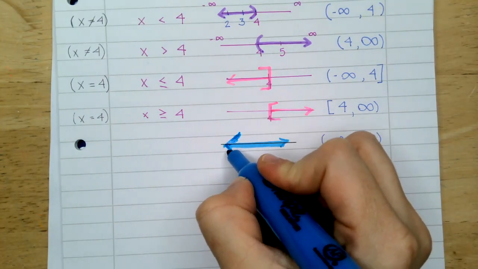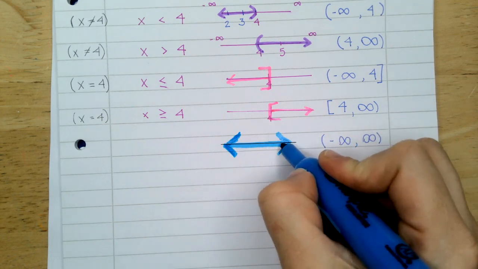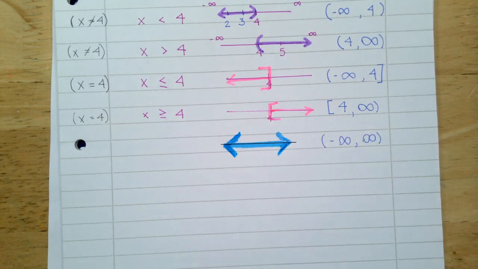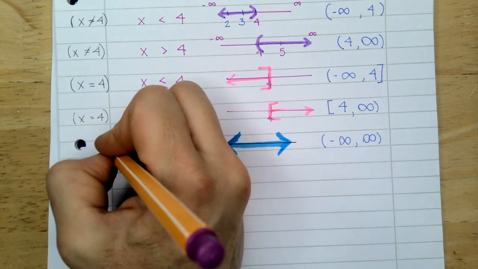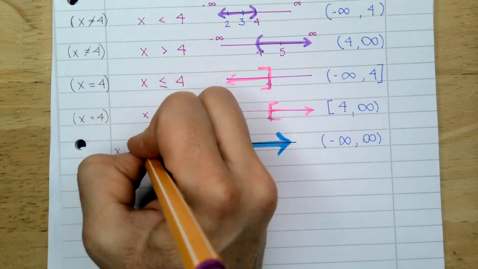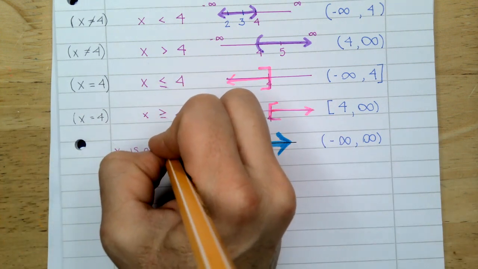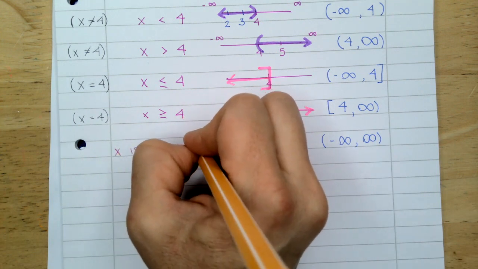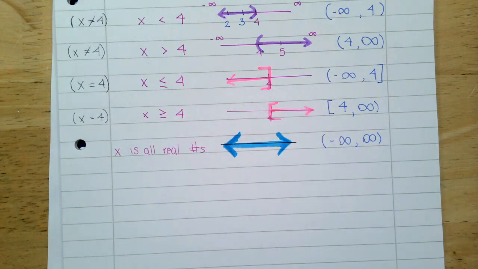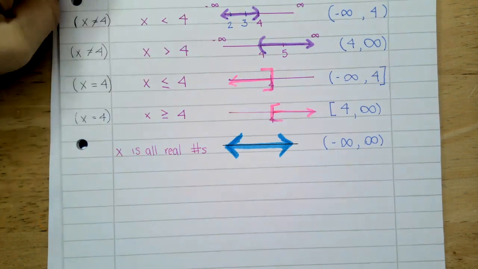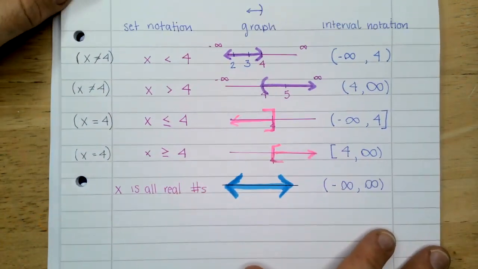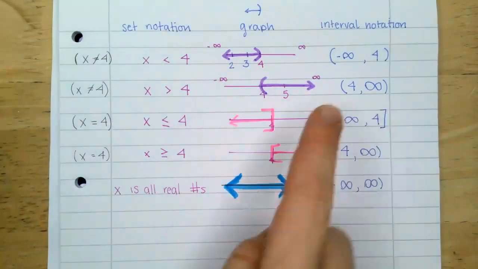This is from negative infinity to positive infinity. The arrows go on forever. And I would write it as x is all real numbers. Okay? Or x is a real number, you can also say. So this is what we're talking about. These are the 3 ways to write it: set notation, graph, and interval notation.